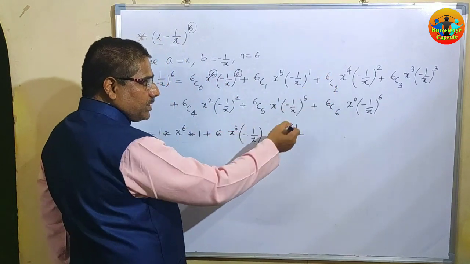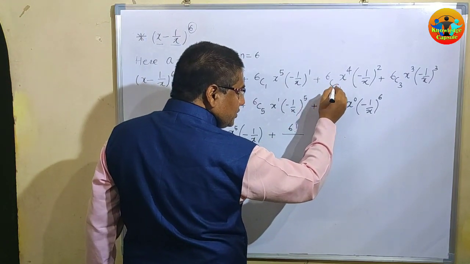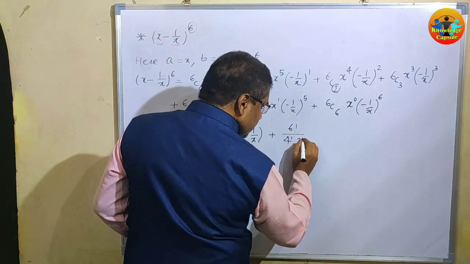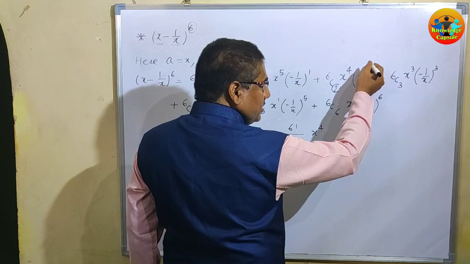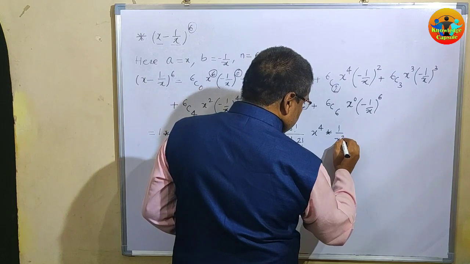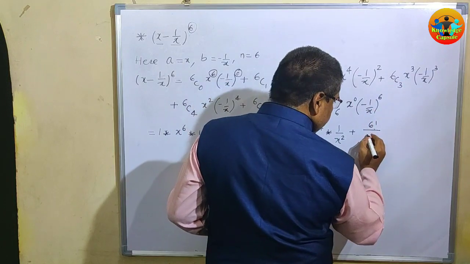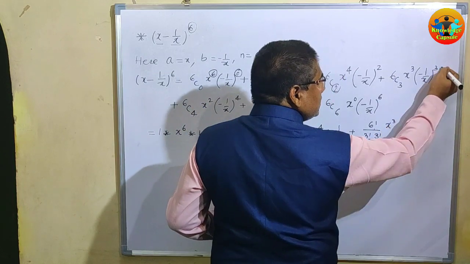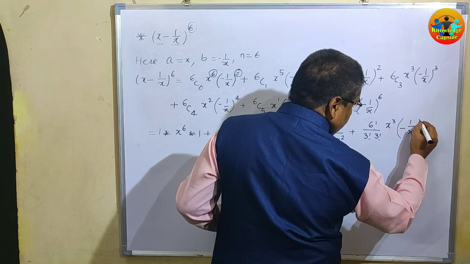nCr is factorial n upon factorial n minus r into factorial r. Therefore, factorial 6 upon 6 minus 2, where the value of r here is 2. 6 minus 2 is 4 factorial into factorial r, which is factorial 2, into x raised to 4. As this is a square term, the result will be positive, into 1 by x square, plus factorial 6 upon 6 minus 3 factorial, which is 3 factorial, into r factorial, which is 3 factorial, x cube. As this power is odd, this will be minus 1 upon x cube. We can write it in this fashion.